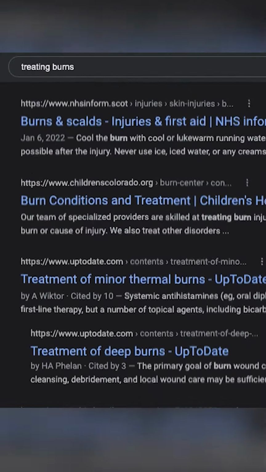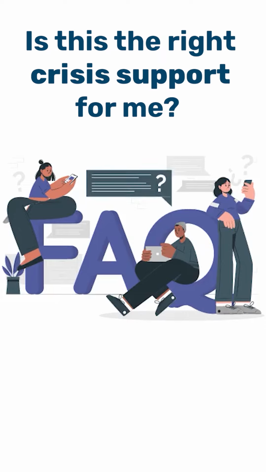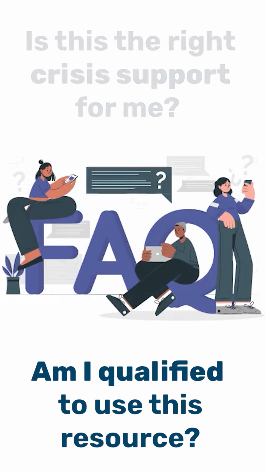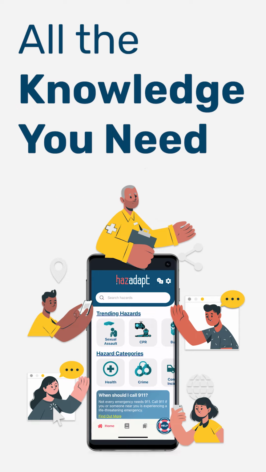And not every emergency needs 911. Sometimes finding the emergency help you need can be really difficult. We lose precious time trying to find the right option and asking ourselves, is this the right crisis support for me? Or am I qualified? Or can I even access this? We make sure to have all that information available to help you answer those questions quickly so that you can get the support you need.